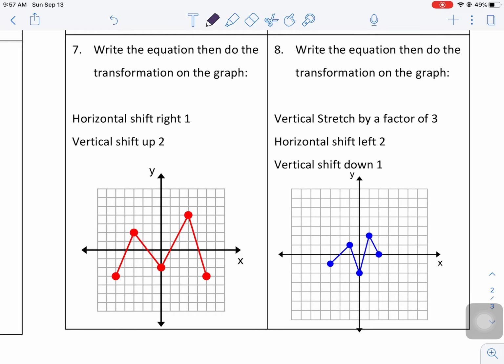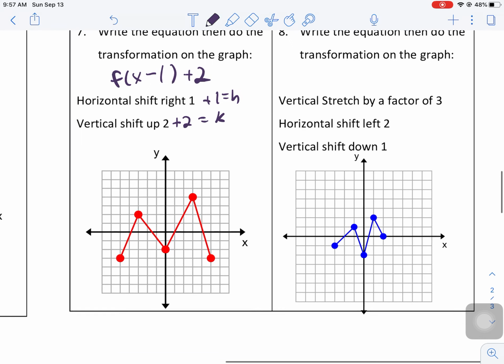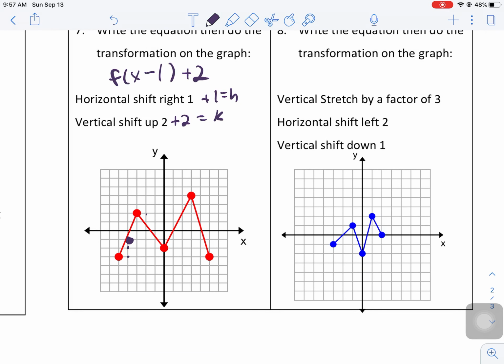So, last 2. Write the equation, then do the transformation of the graph. So this is horizontal shift right 1, vertical shift up 2. So that's +2. Horizontal shift to the right 1 means that we're going to have a +1 for the h value. So then it's going to be f of x minus 1, and then +2. So then that physically says we're going right 1 up 2, right 1 up 2, and so on for each point. Graph all of those. Should look exactly the same because there's no stretch, just everything is shifted to the right 1 and up 2. Okay?